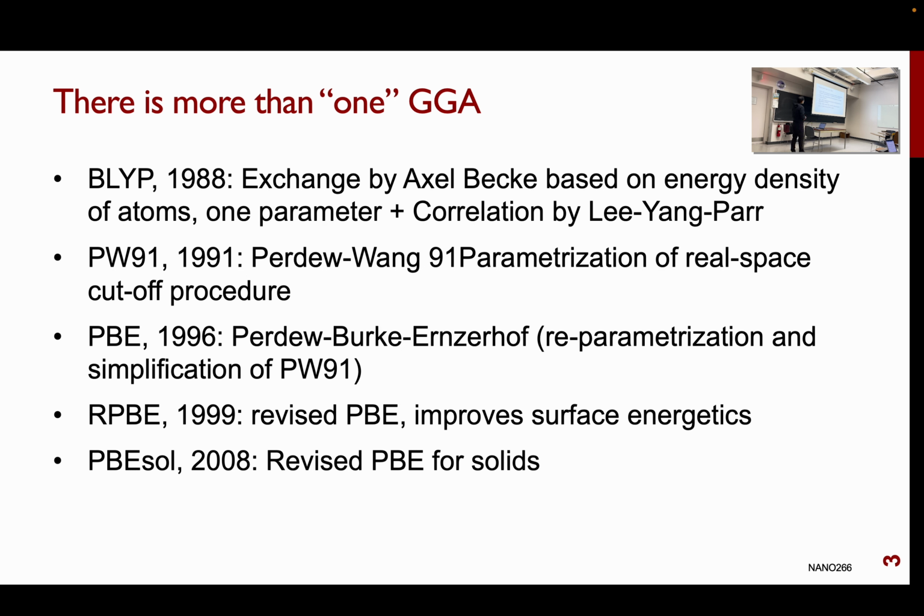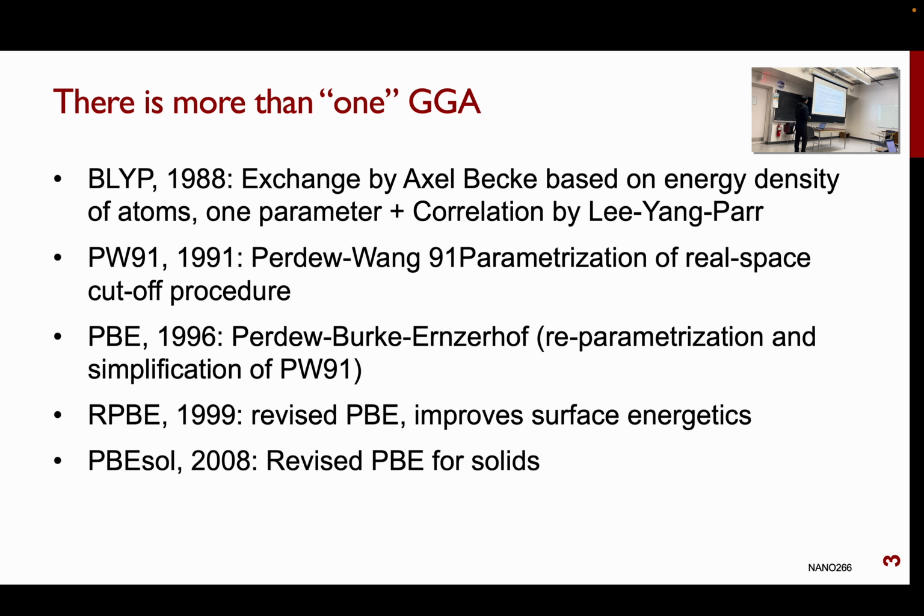There's the BLYP, which was developed by Becke in 1988, and this is based on the energy density of atoms. So it is a one-parameter exchange together with correlation parameterized by Lee, Yang, and Parr. Okay. The next GGA that is still, even today, widely used is called the PW91. 91 stands for the year that it was published, okay. PW stands for Perdew-Wang.